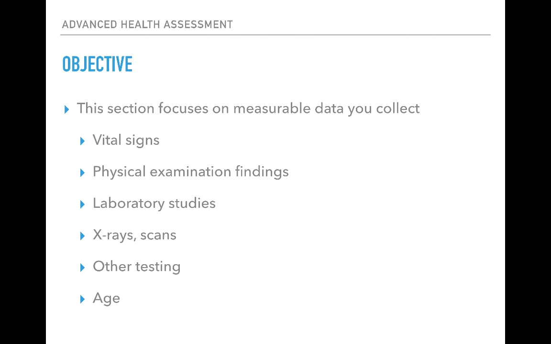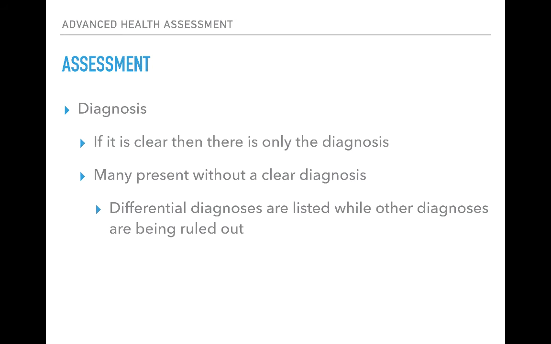The objective information is the section that focuses on measurable data that you collect. This is the vital signs, any physical examination findings you have, any laboratory studies, x-rays or other scans, any other tests, and age. The assessment is your diagnosis. And as nurse practitioner students, this is going to be one of the more difficult adjustments that you're going to have to make. You will no longer be using nursing diagnoses. You will be using medical diagnoses.